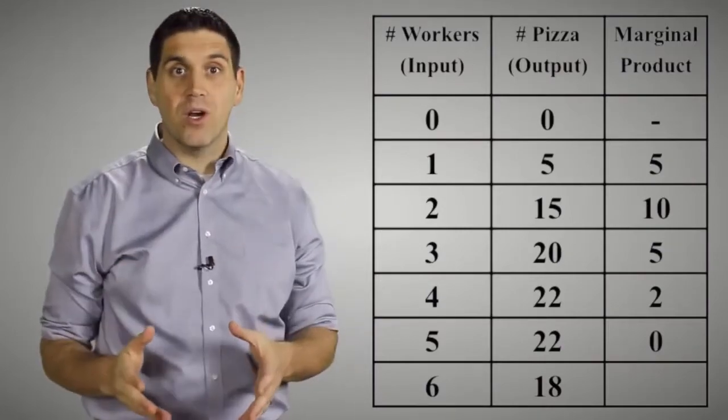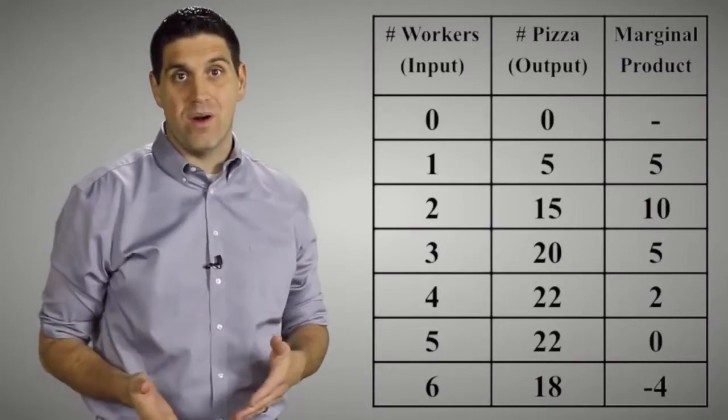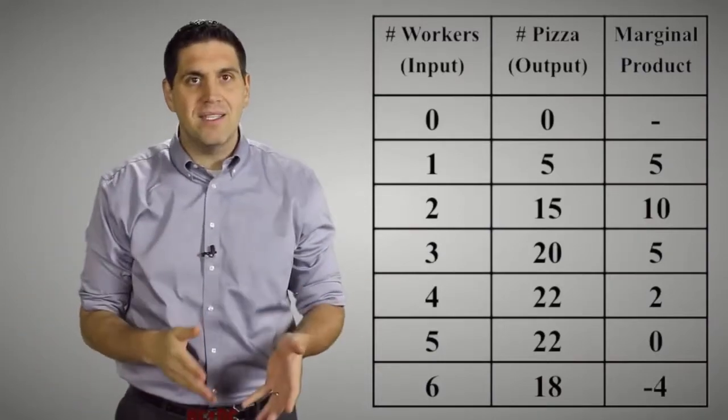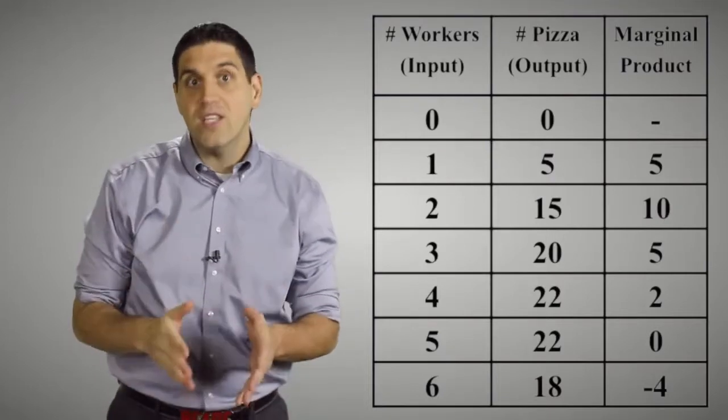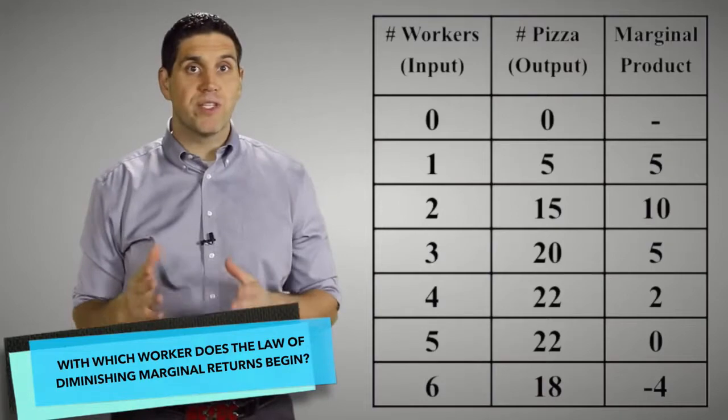But now at the 6th worker, the total output actually falls. So the marginal product is -4. Now keep in mind, this is not because the workers are lazy or dumb, it's because of fixed resources. Okay, here's a question. With which worker does the law of diminishing marginal returns set in?